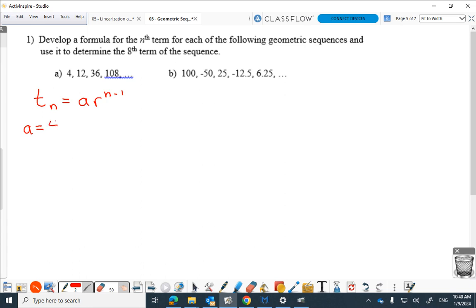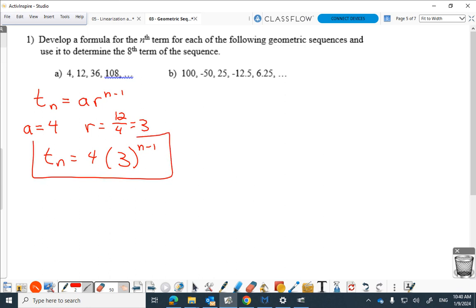To get the R, I take the second term and divide by the first term. Now, do I have to do all of them? No, not this time, because it said these are geometric sequences. So I don't have to worry that maybe it's not a geometric sequence. In other questions, you might have to first verify that it is a geometric sequence, but here I can get the R that quickly, and just that fast, I've got the formula. Tn equals 4 times 3 to the n minus 1. There, that's the formula that will allow me to do the work that they want me to do.